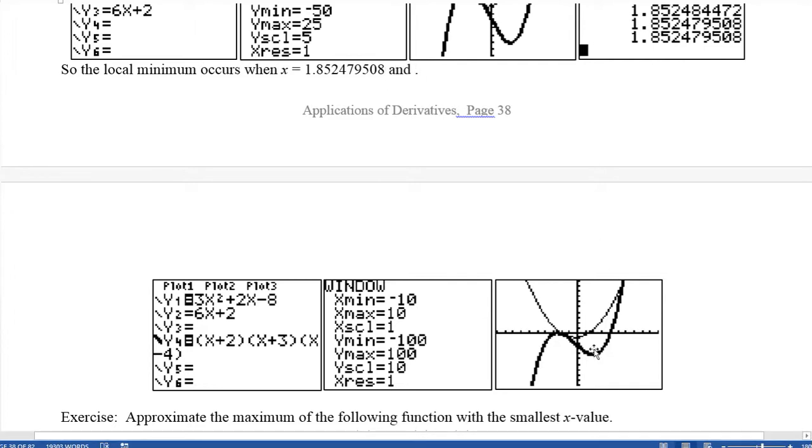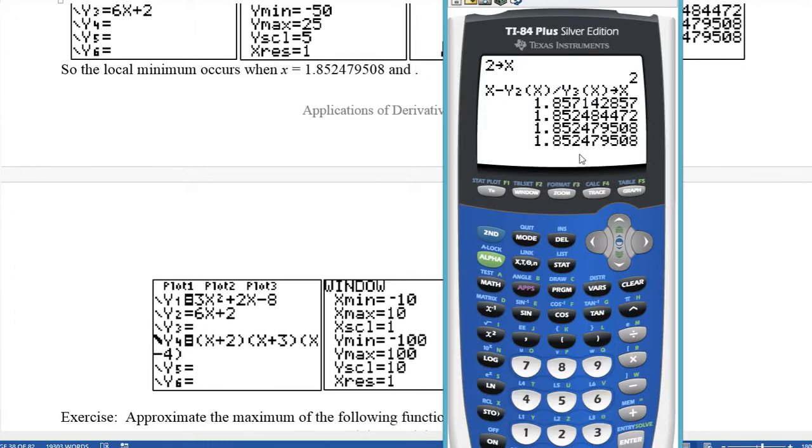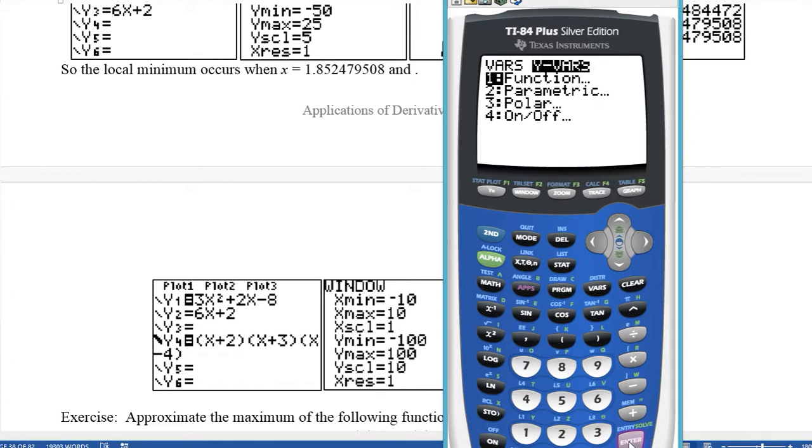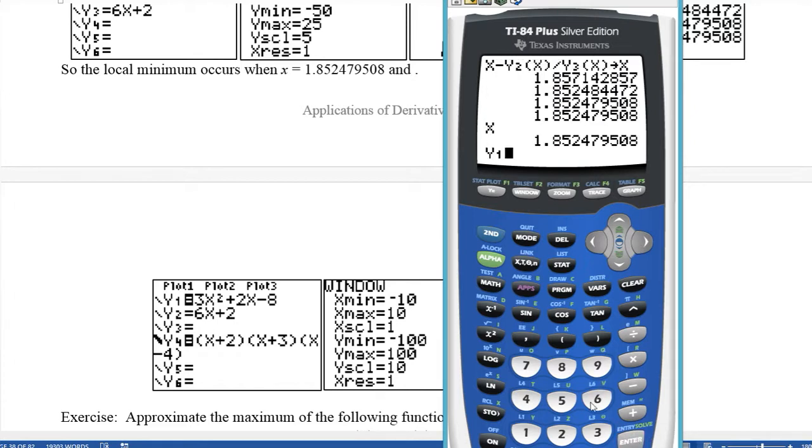Okay, what's the corresponding y that goes with that? Well, once I have this, remember that's stored as x, right? So now I can just do y1, which is my original function, of that x value that we just have, and that'll be the corresponding y.